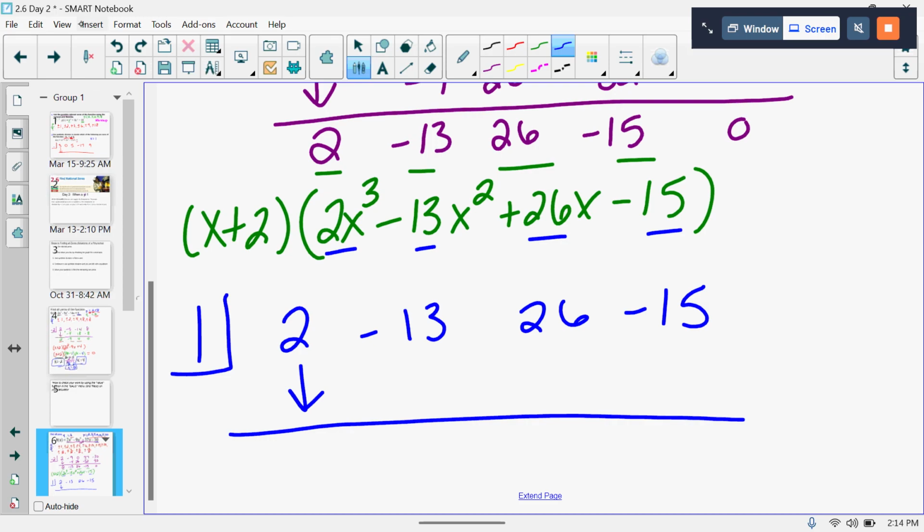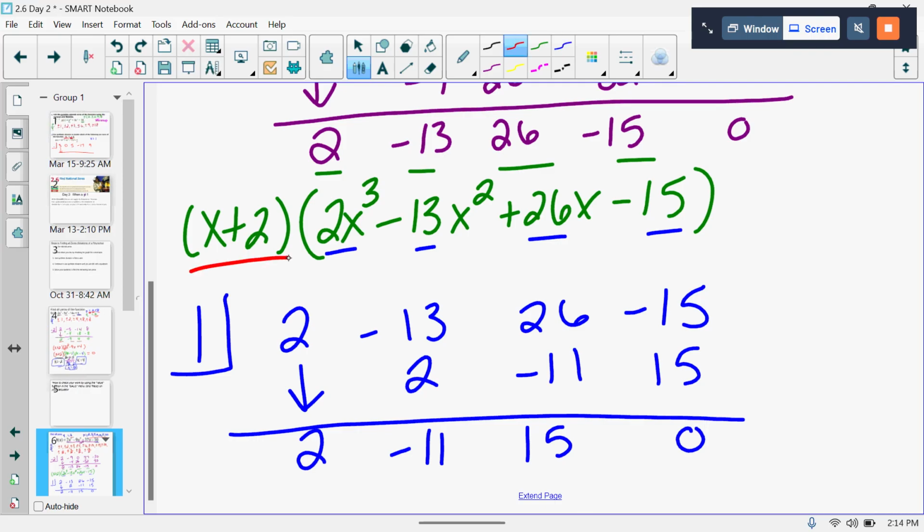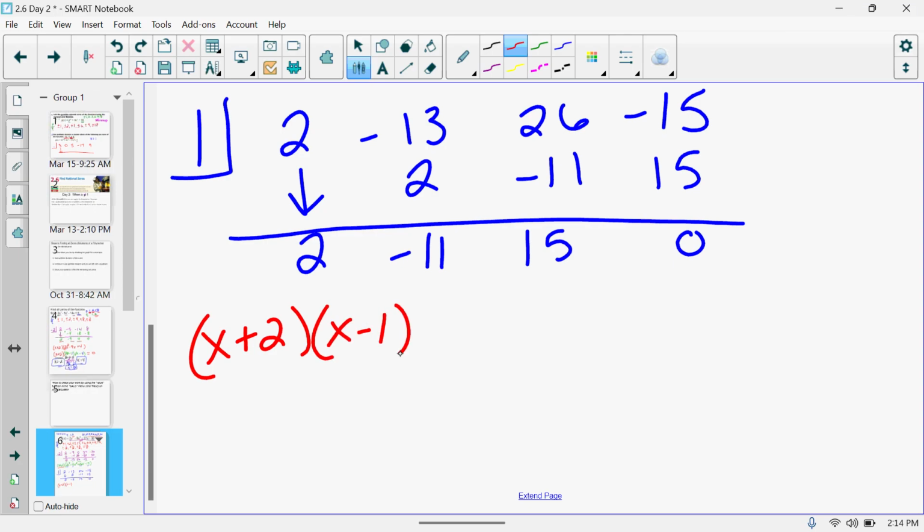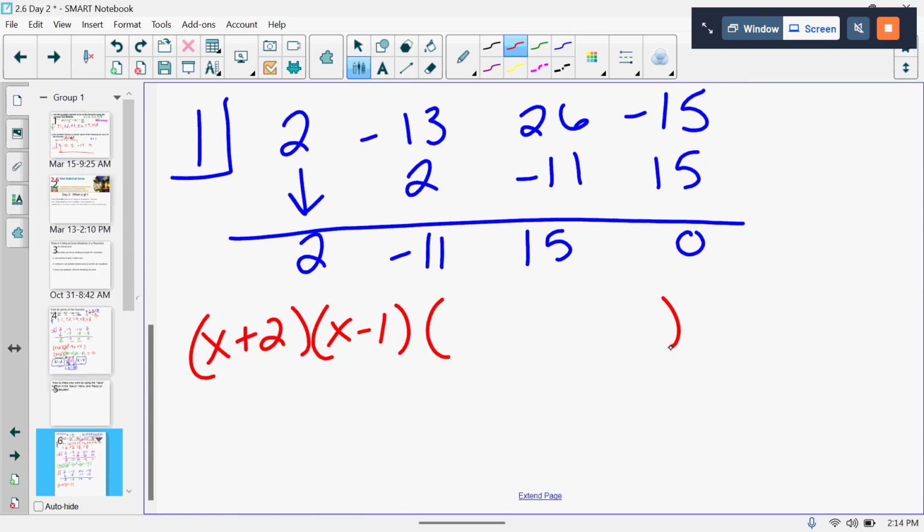So if you bring down your 2, 1 times 2 is 2, -13 plus 2 is -11. 1 times -11 is -11. Add straight down, we get 15. 1 times 15 is 15. Yay, it equals 0. So guys, remember, our first factor was x plus 2. Now our second factor is x minus 1, right? Because if the solution is 1, the factor looks like x minus 1. What's left would now be down to a degree 2 polynomial.